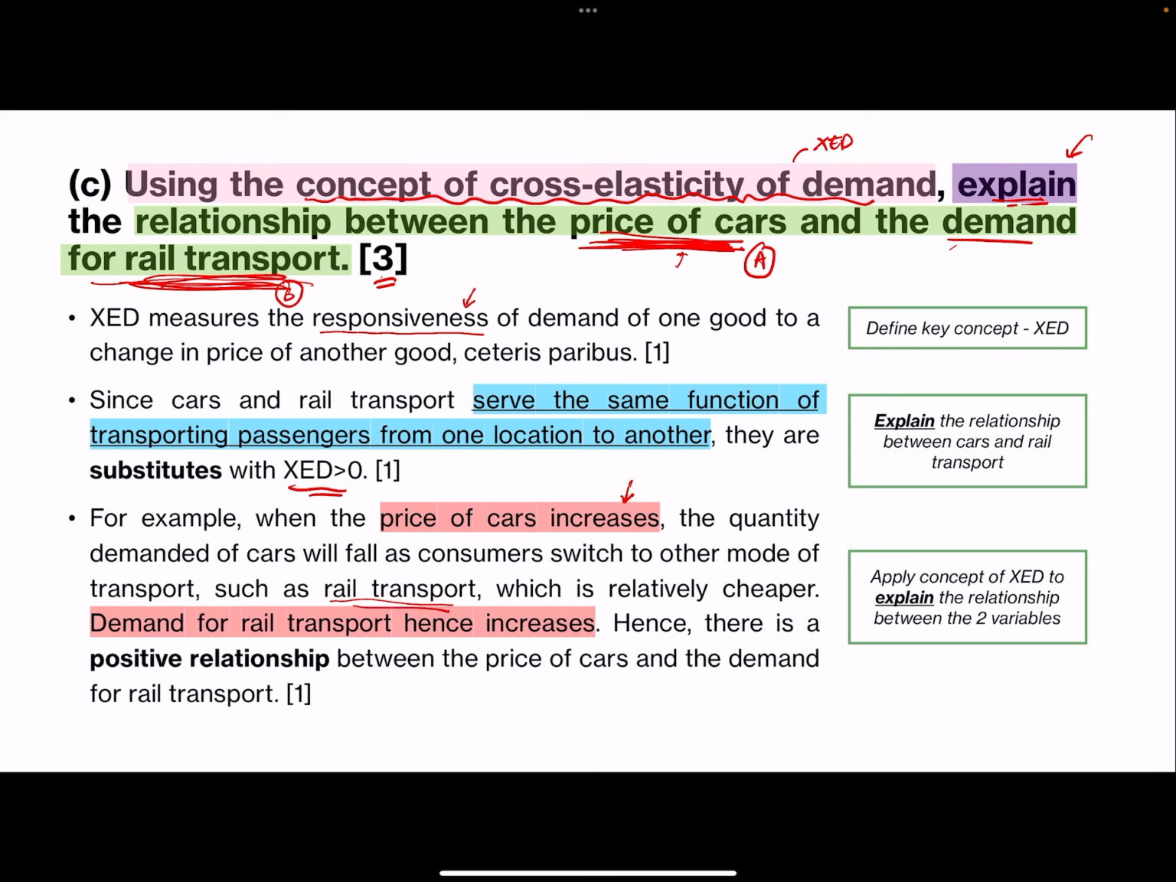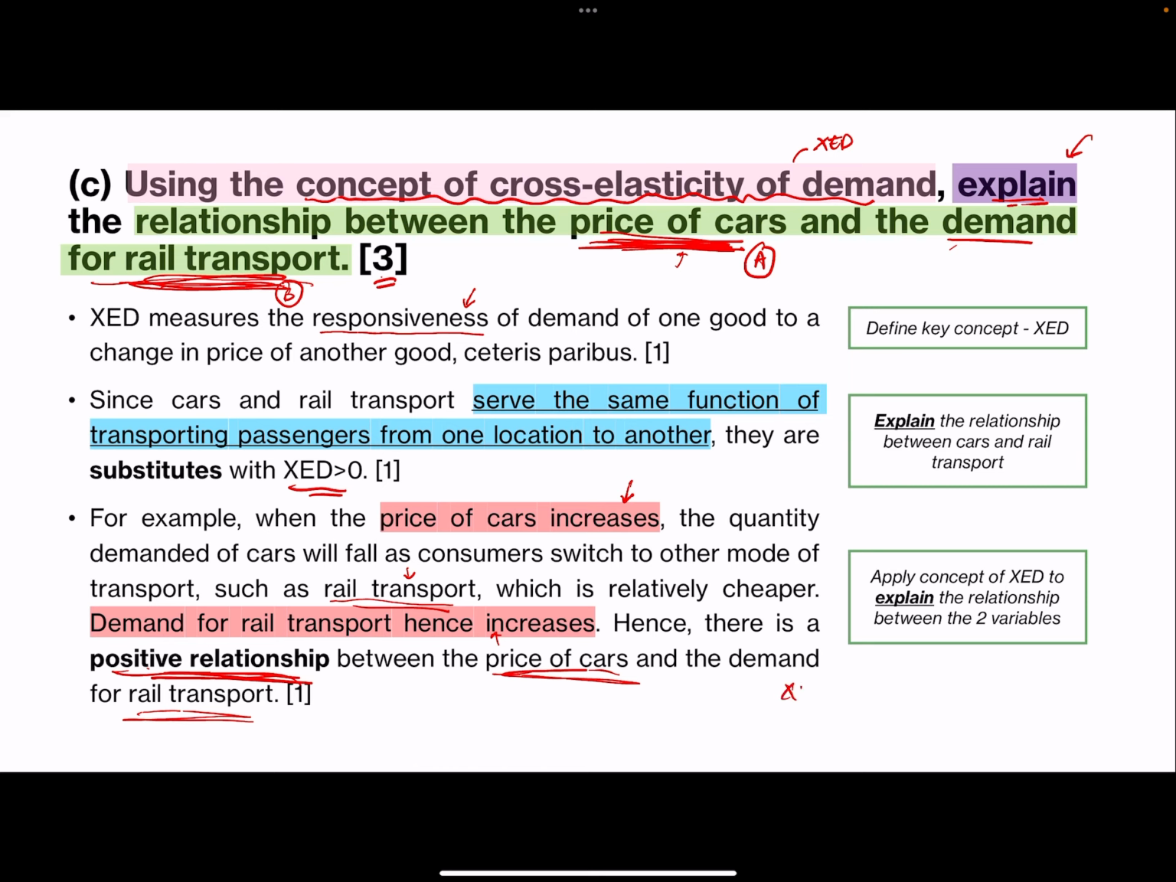So explain the relationship to me. If price increases, this happens, and that subsequently happens, which is an increase in the demand for rail transport. So the demand for rail transport hence increases. So there's a positive relationship between the price of cars and the demand for rail transport.